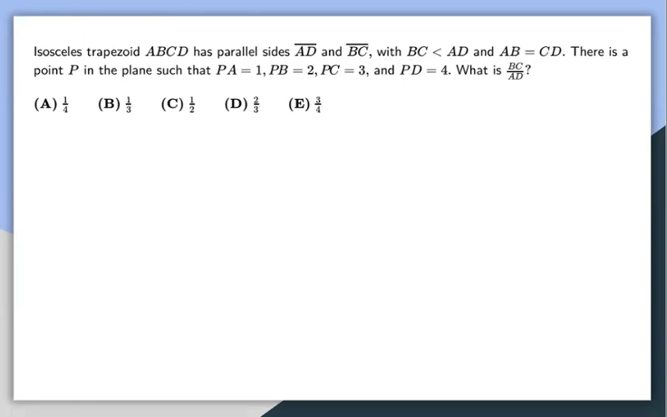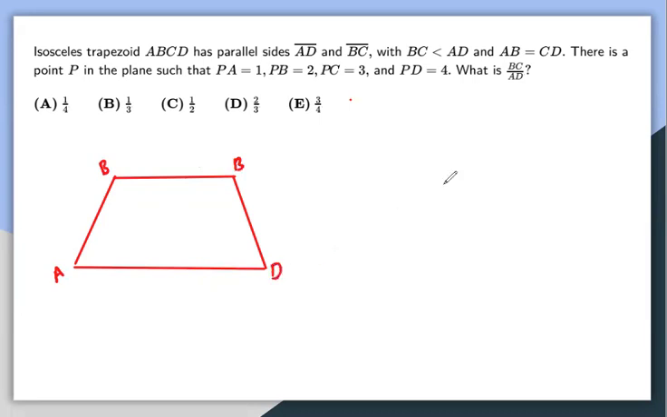So let's go ahead and try visualizing. I'll go with sketching that first. What we are told is that BC is the side that is smaller, which means this has to be my BC, and then this has to be AD. So then this is A, this is B, C, and D. And then AB and CD are equal.